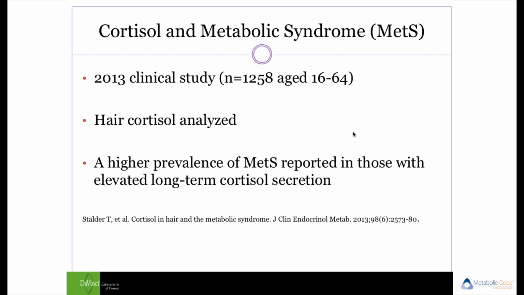So here's a 2013 clinical study. This actually looked at hair cortisol levels, and there was a higher prevalence of metabolic syndrome, or MetS, or cardiometabolic disease, as it's now been renamed to some degree, reported in those with elevated long-term cortisol secretion. So think of hair samples as sort of your A1C for stress, and that in fact it does reflect the last 3 months of cortisol output. So in individuals who had higher cortisol output historically, they had a greater likelihood of having cardiometabolic disease, and that makes sense.